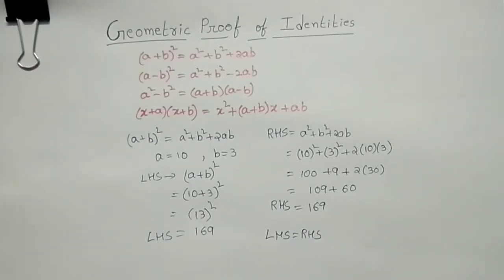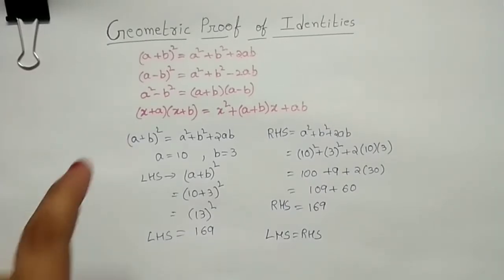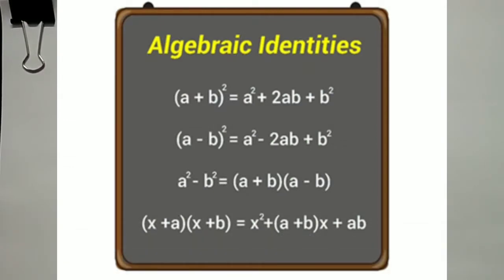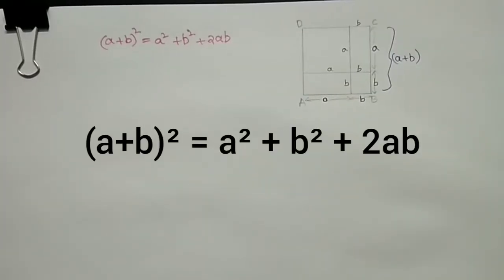Identities are true no matter what values are chosen for A and B. We can prove identities using the geometric method also. So let's see how we can prove them. Let's see the geometric proof of the identity (A plus B) whole square equals A square plus B square plus 2AB.